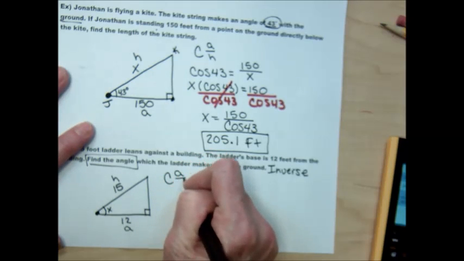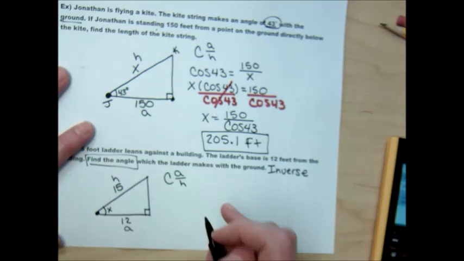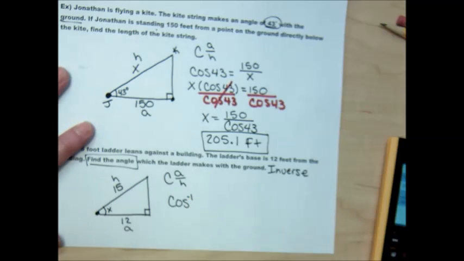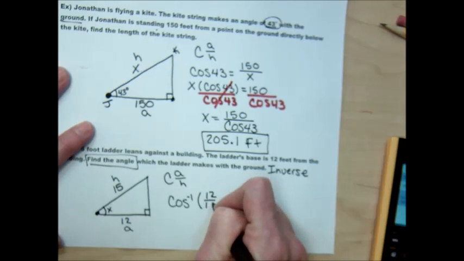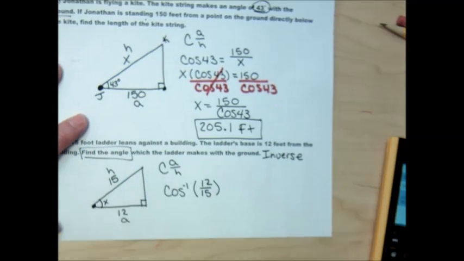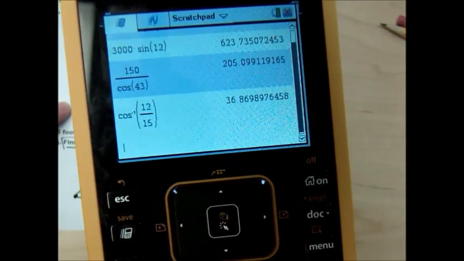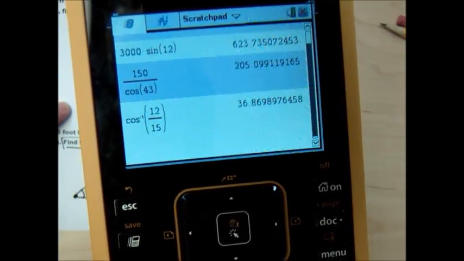Cosine is adjacent over hypotenuse. I'm looking for an angle, so I'm going to go cosine inverse. Adjacent over hypotenuse. Make sure you punch it in correctly or it's going to give you an error message. So I'm going to go cosine inverse 12 over 15, and it's an angle, so I want it to the nearest degree. What would the nearest degree be? 37.